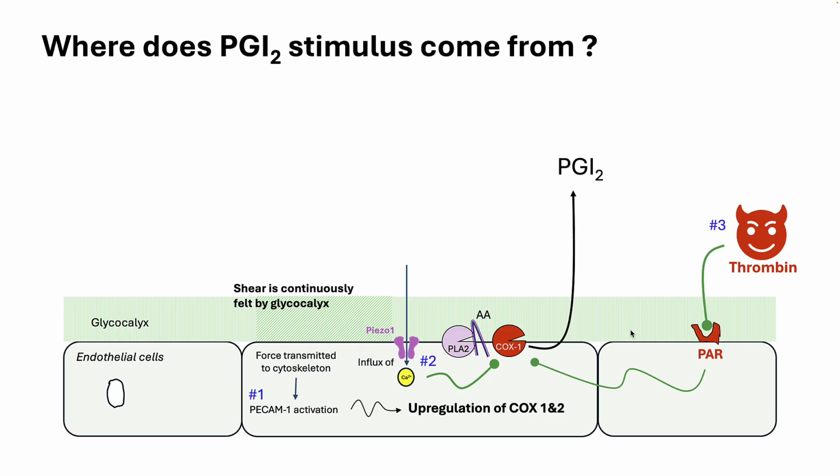Thrombin, which is the end product of your coagulation cascade, also stimulates PGI2 production so as to limit the spread of the coagulation cascade via the PAR receptor in the endothelium.